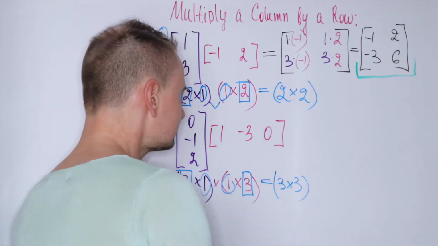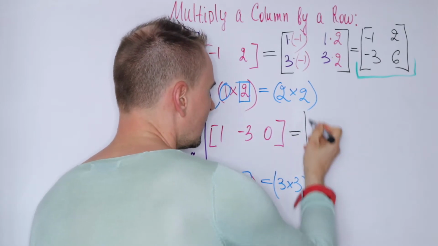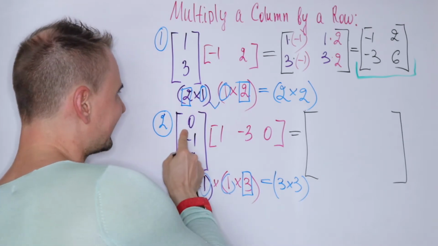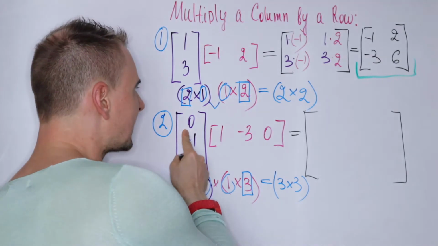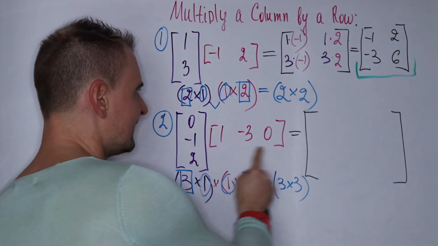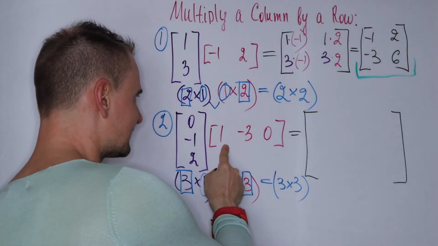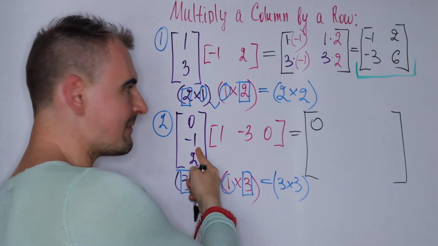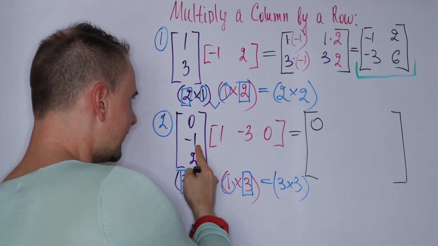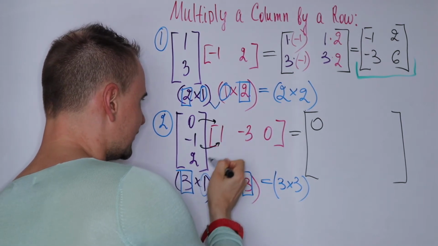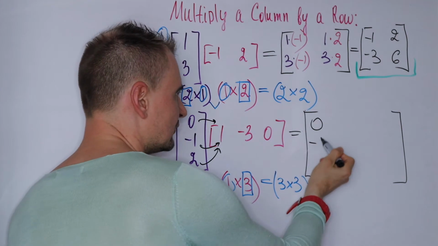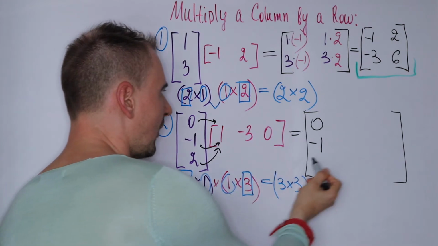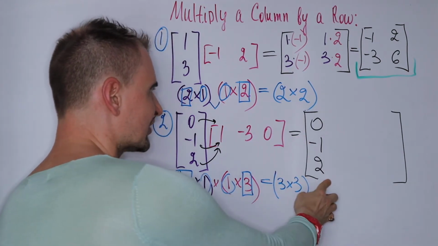So let's do it. The same rule applies over here. You take this column, so you take the first element, which is 0, and you multiply it by the first element in this row. So 0 times 1 gives you 0. Now, move on. You take the second element in the first column and you multiply it still by this element, which is 1. So -1 times 1 gives you -1. And finally, you take the last element, which is 2, and you multiply it by 1. And you place it in the corresponding spot.